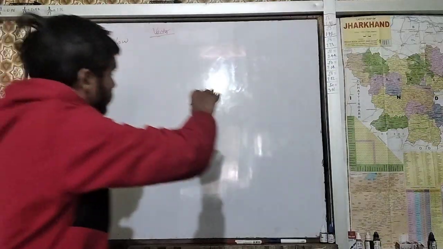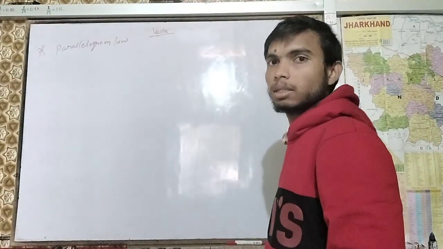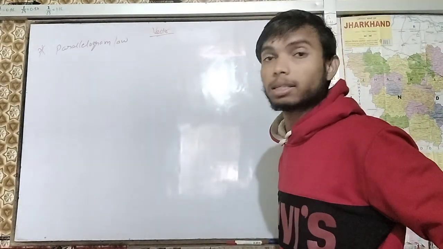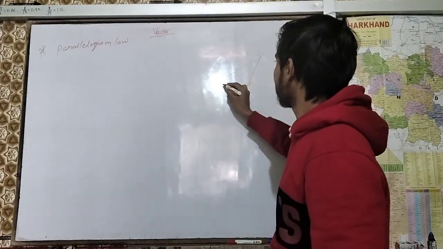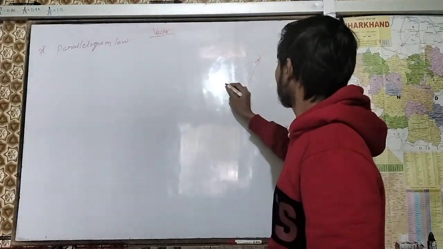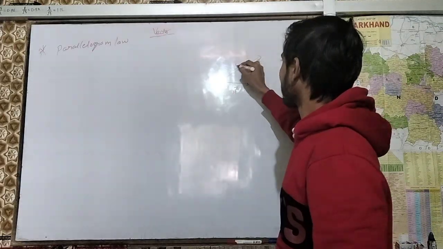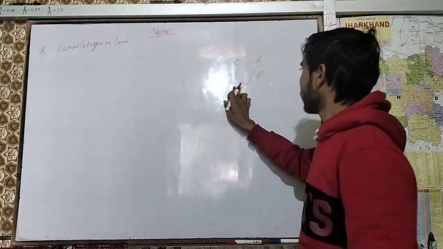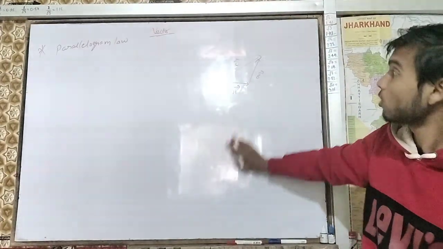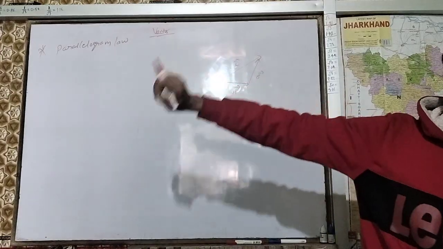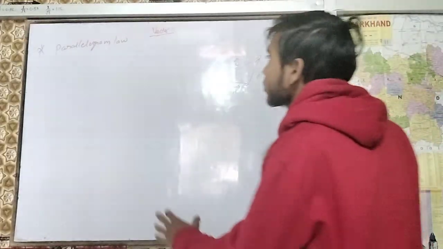Parallelogram law. There can be three vectors, two vectors. Let's start to understand it by taking three vectors. We have this, this, and this. Vector A, vector B, vector C. Question is saying convert this into parallelogram law. Solve this by using parallelogram.